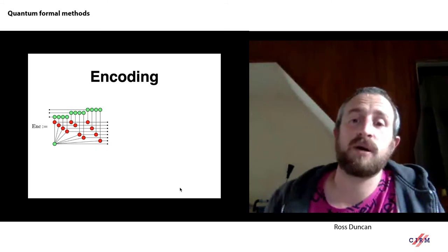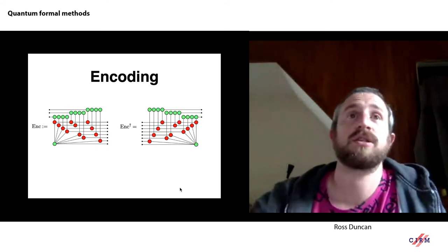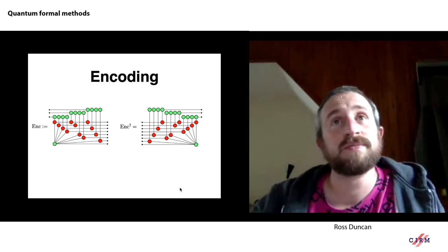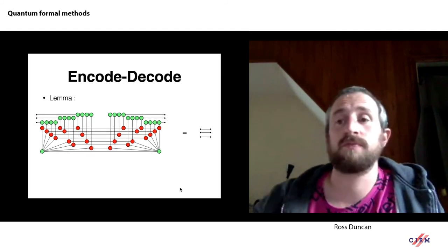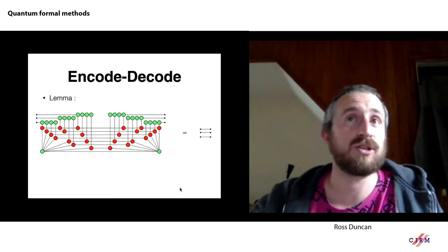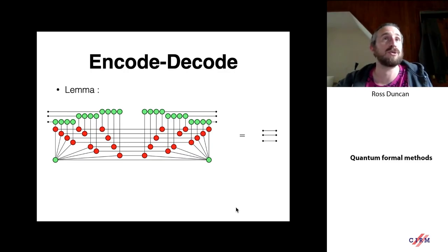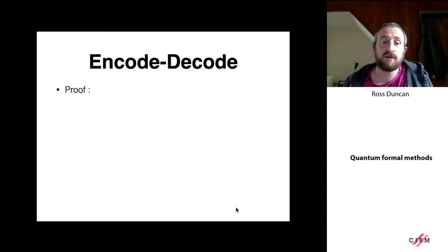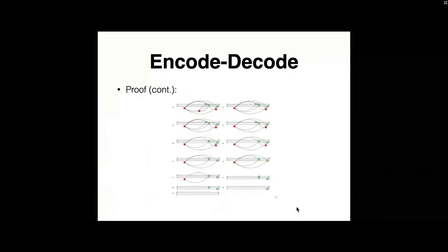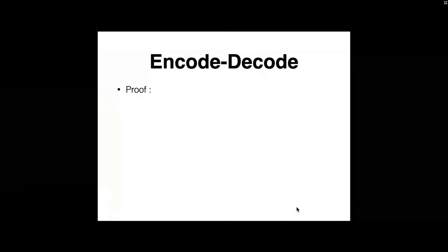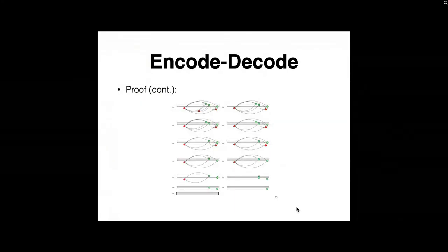And as it transpires, the decoder is just the adjoint of the encoder. And what we would like to be true is if we encode something and then we just decode it straight away, it should just be the identity, just the same as doing nothing at all. So three wires. And this was proved fully automatically using Quantomatic. We just set it going, and here's the proof. There's the first few steps. There's the next few steps. There's the next few steps. And then eventually it all reduces down to three wires.